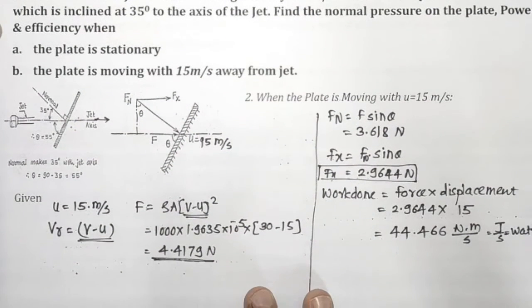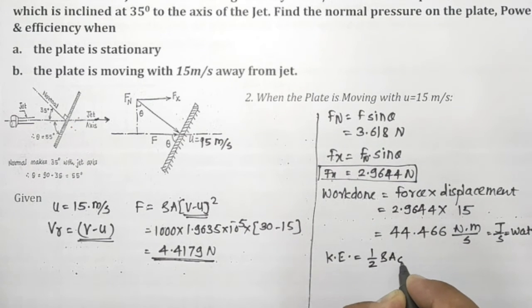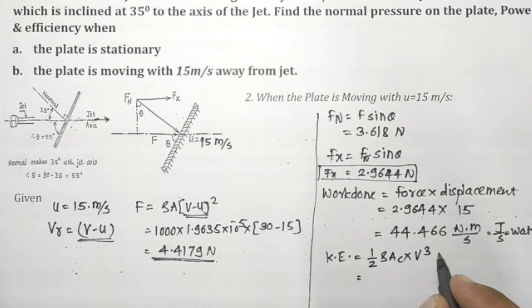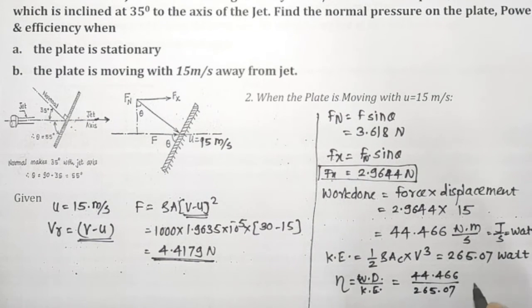Now to find out efficiency, efficiency is equal to work done upon kinetic energy. The kinetic energy is equal to 1/2 rho A V cube, and that comes to 265.07 watt. Efficiency is equal to work done upon kinetic energy, which is 44.466 divided by 265.07, which is equal to 16.77%. This is the efficiency. So this is all about the second problem.